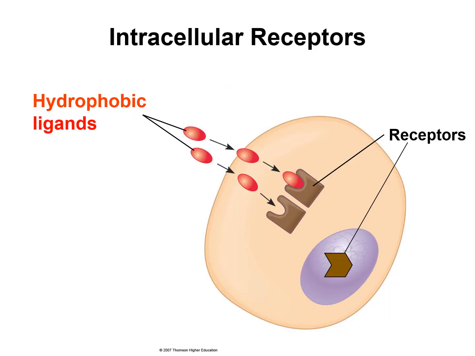And this is just a picture showing the hydrophobic messengers binding to the receptor, which is inside the cell. So the reason the receptors are inside the cell is because the hydrophobic messenger can just diffuse right through the plasma membrane of this target cell. And so it'll bind to a receptor located either in the cytoplasm or in the nucleus.